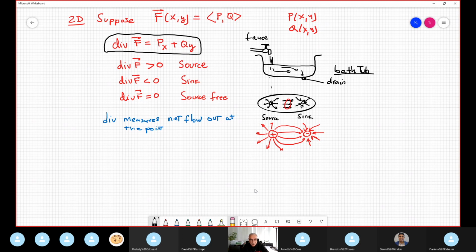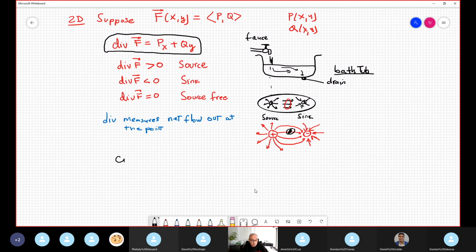When it's positive, it's a source. When it's negative, it's a sink. And when it's 0, no. Okay, remember this is for one specific point. You are doing one little circle to analyze the flow. The flow gets in and the flow gets out. Okay, this is the divergence.